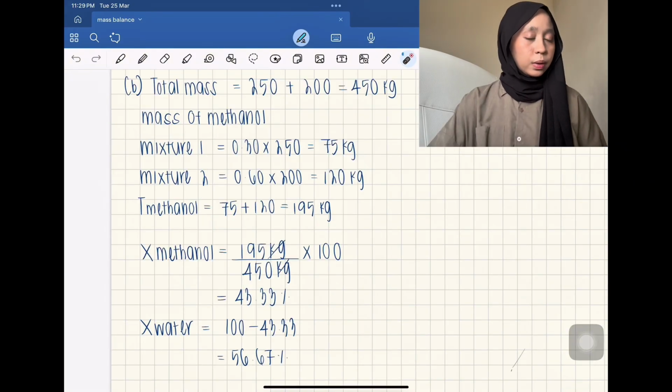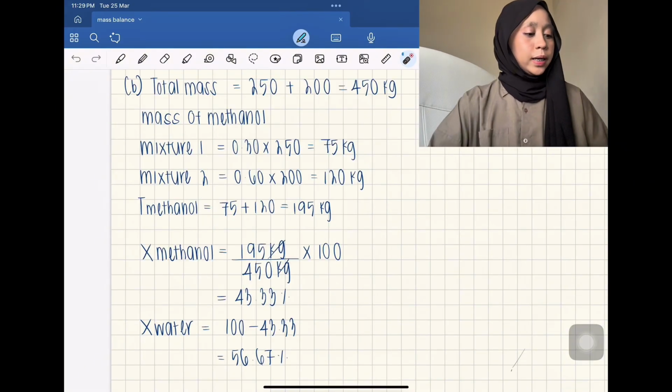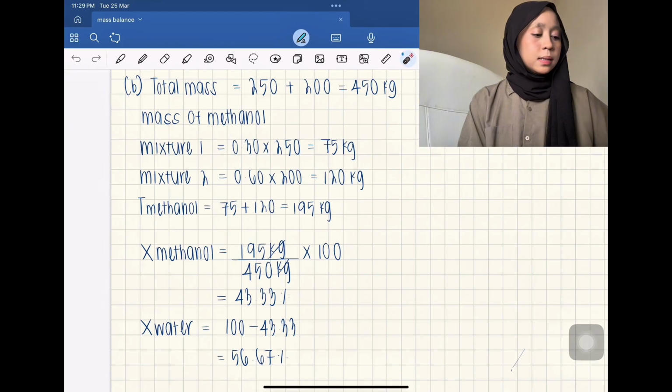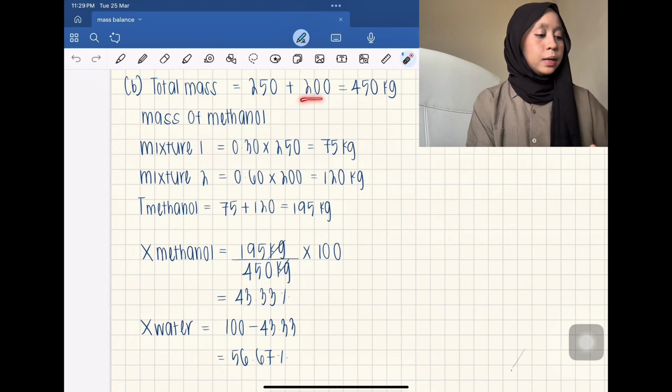Okay, for step 3, we have to do the mass balance calculation. Now we have to find the total mass of the final mixture. Since no mass is lost in the mixer, the total mass is simply the sum of both input streams. Total mass equals 250 plus 200, which equals 450 kilograms.